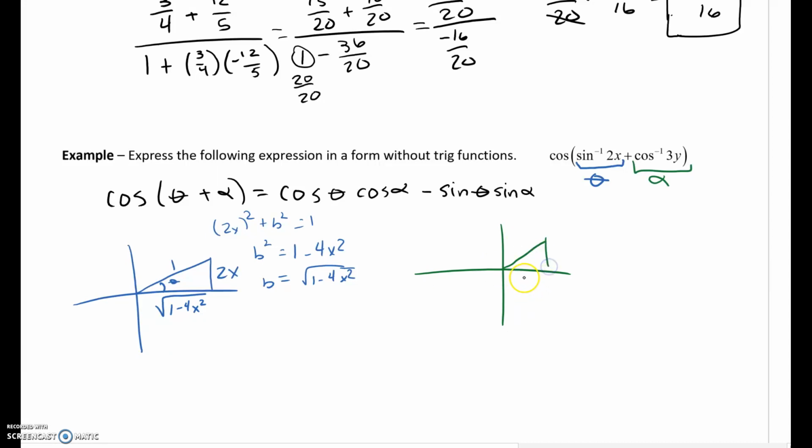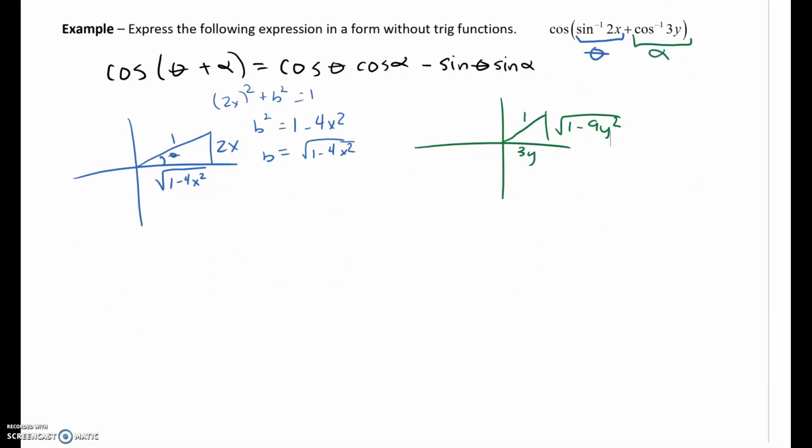Inverse cosine is going to be 3y over 1. So this is going to be the square root of 1 minus 9y squared, just like we did the other one. You could have done the Pythagorean theorem and gotten that just like we did on the blue one, but it works out the same way.